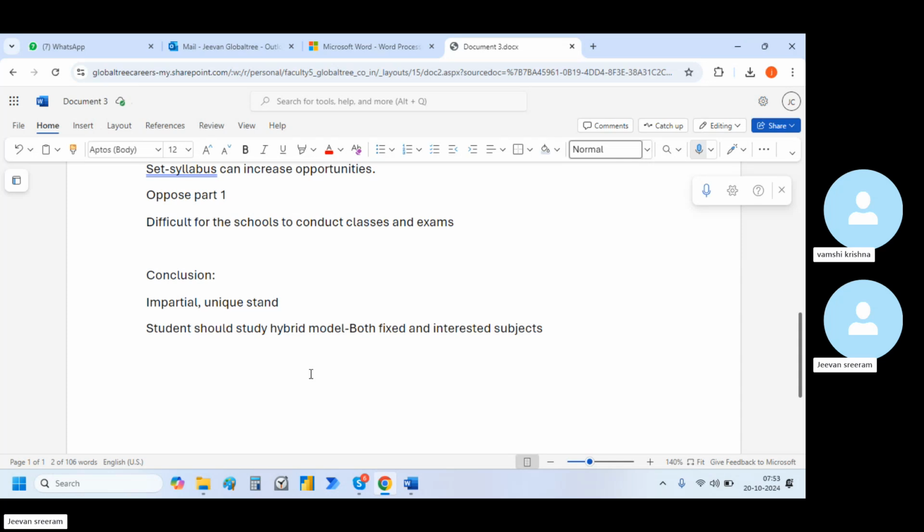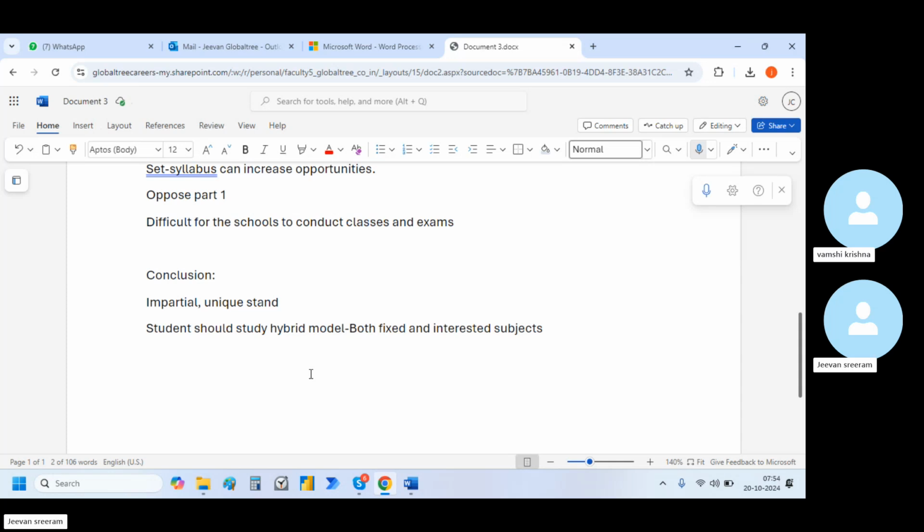So never go with "I fully agree with the idea that making the students study a prescribed syllabus as such." If you look at any band responses written by the examiners, you never see that they are taking a side. They always come up with a unique stand, which is not fully agree or fully disagree with the given topic.